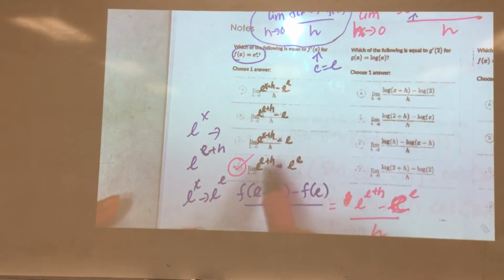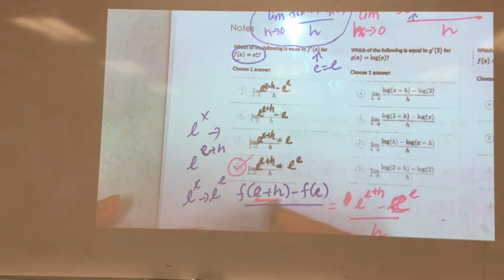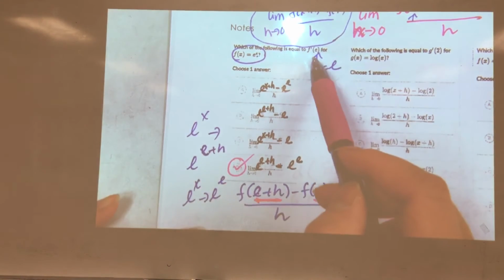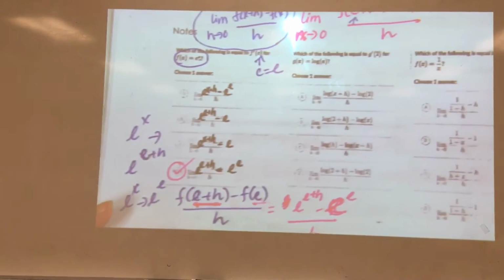Because again, the idea is this is the key right here. Whenever I have the x values, that will be replaced with e plus h. Over here, when I have the x values, I will replace that with e. So I'm going to replace that with a given point. So let's do the next one.